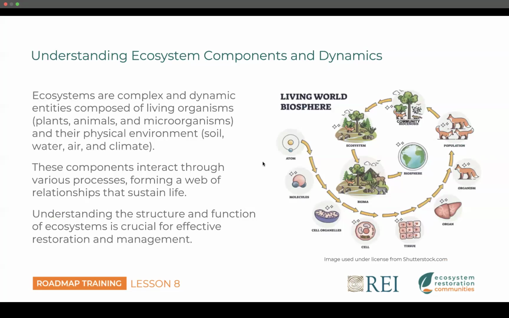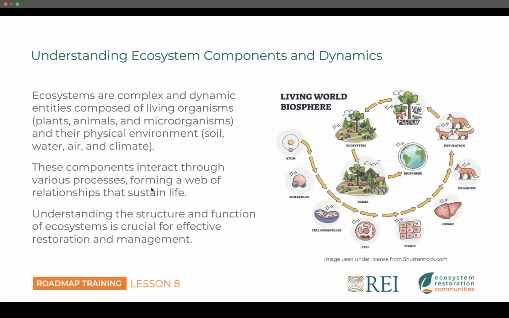So understanding ecosystem components and dynamics. So ecosystems are complex and dynamic entities composed of living organisms, plants, animals, microorganisms, and their physical environment, such as soil, water, air, and climate. These components interact to form a web of relationships that sustain life. Understanding the structure and function of ecosystems is crucial for effective restoration and management.